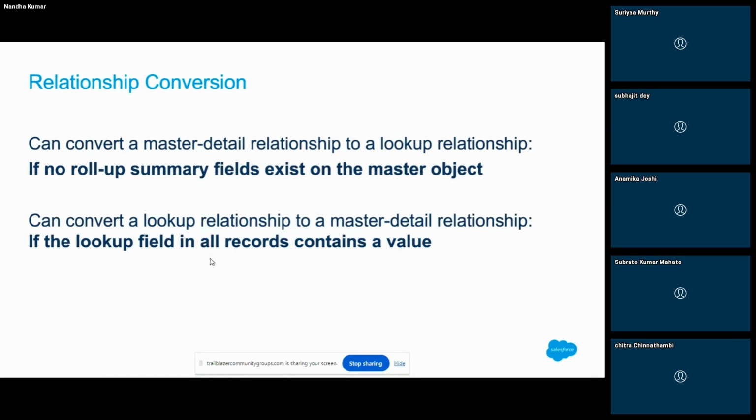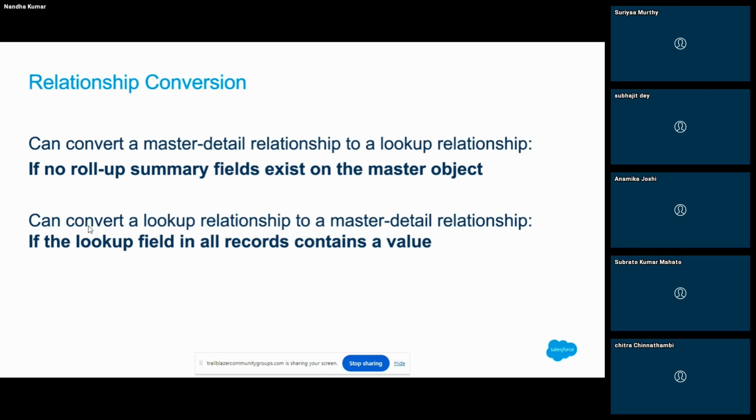And then you can convert, right? I already told you that you can change the data types. These are some considerations when you convert a lookup relationship to master detail or master detail to lookup relationship. The first thing is you can convert a master detail relationship to a lookup relationship, but we haven't seen the roll-up summary field yet. I'll show you that; the roll-up summary field is coming right away. If we have any roll-up field, then you cannot convert the master detail to a lookup relationship.